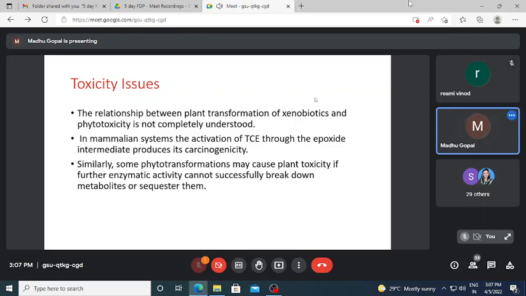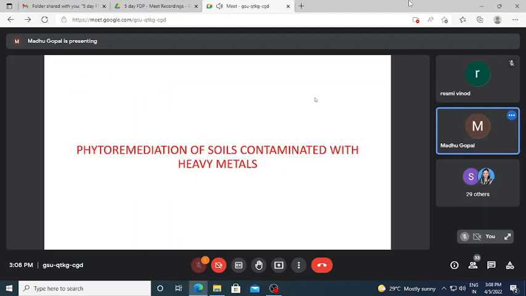In some studies in mammalian systems, in animal systems, the activation of TC through the epoxide intermediate is found to produce carcinogenicity. Some kind of cancer-causing compounds are generated through this mechanism. But in plants, this relationship is not fully understood. Okay, so that's the second part.